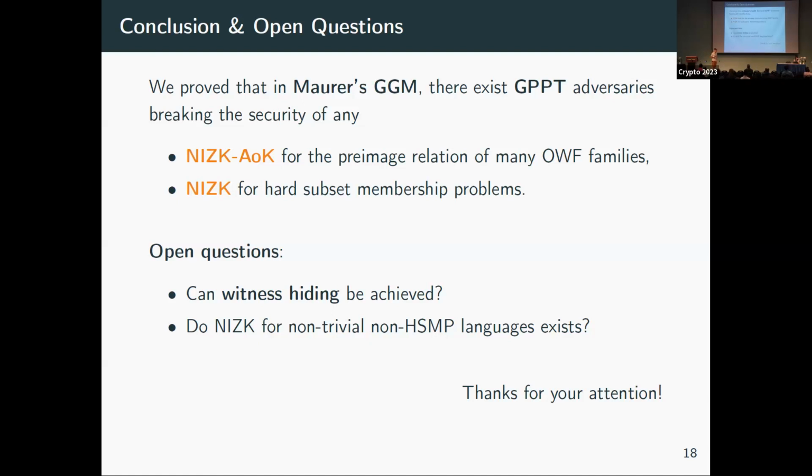There are some questions left open. One of them is simply whether we can close the gaps that are left open, or whether we can enhance or extend the class of proofs that these results apply to. So for instance, can we prove the same results for witness hiding proofs? Or can we extend this to other languages besides hard subset membership problems, which seems to be very hard to me because the proof crucially relies on this to go through.